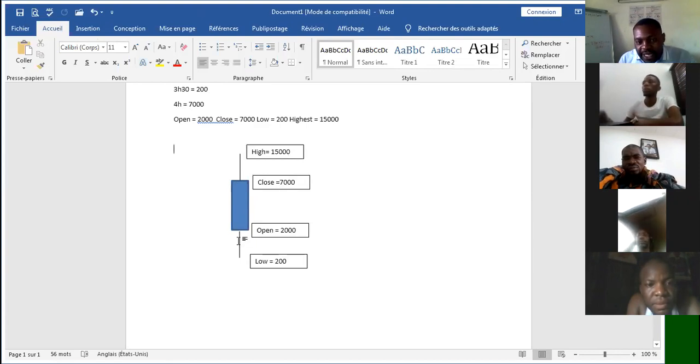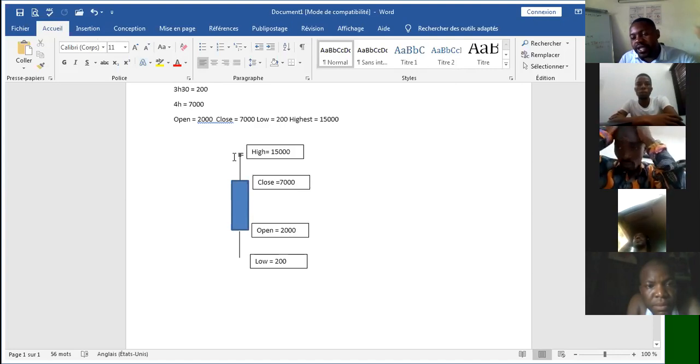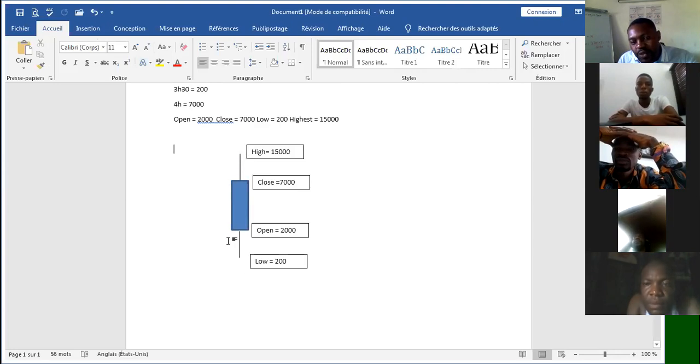Okay, so this is the price action. The price range of this candlestick was from 200 to 15,000, but it opened at 2,000 and closed at 7,000. There was also a time when the price went down to 200, and a time when the price went up to 15,000. That is why I always tell all candlestick traders, wait until the candle closes before you make a decision. Don't make a decision on a candle that is still active, because the price can live from here to down here, and then you say, okay, since it's going down, let me sell.